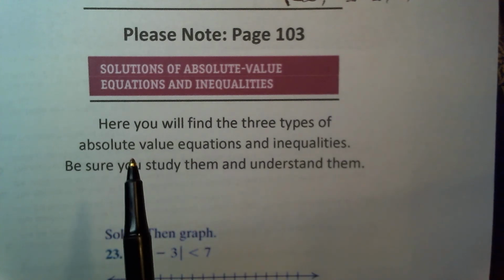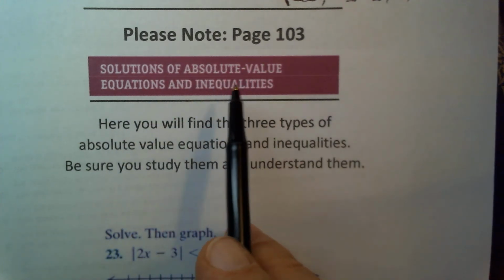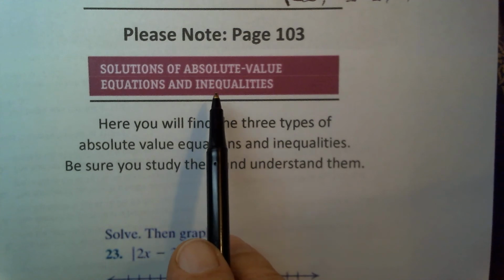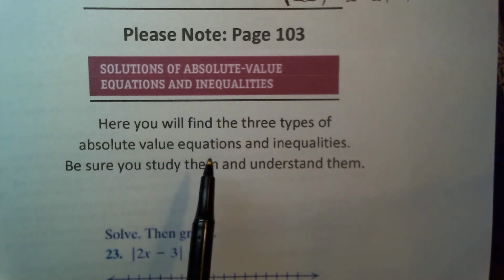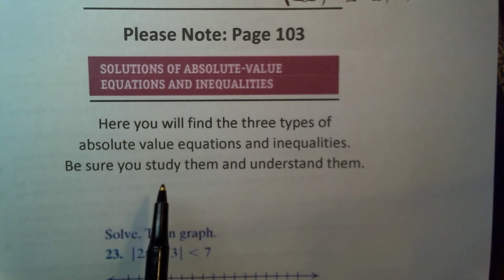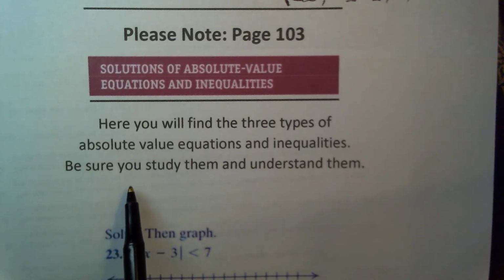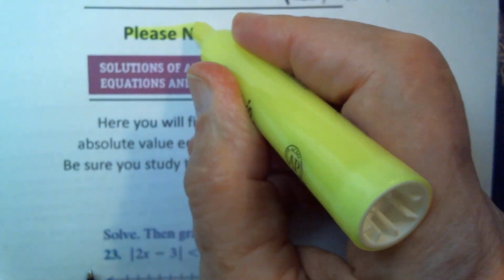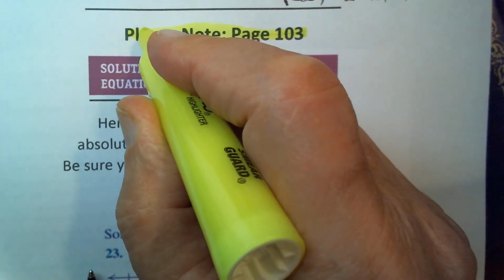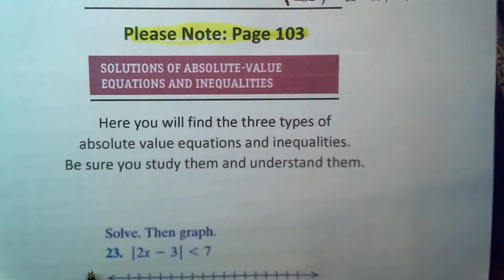So here's a special note for you. Please note on page 103 are the solutions of absolute value equations and inequalities. So that here you find the three types of absolute value equations and inequalities. Be sure you study them and understand them. So that is on page 103. Let me just highlight that for you to say, okay, this is important. Okay, that's what that is for.